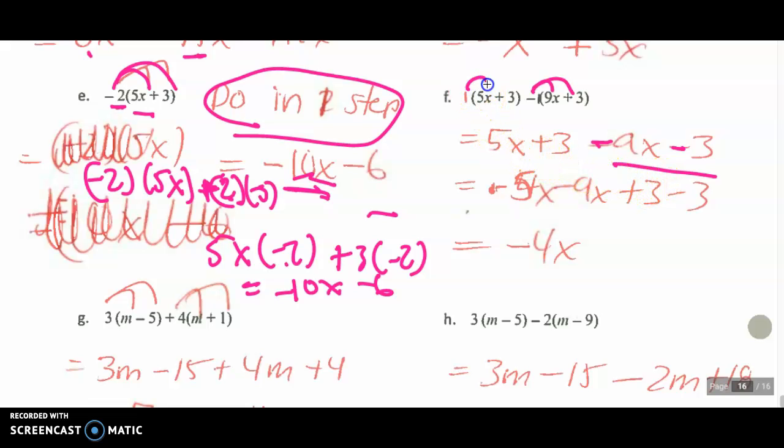So what happens here is you open this up, you get 5x plus 3. Okay, just open it up. There's a 1 in front, so you end up with the same terms here. This is negative 1 times 9x, which gets you negative 9x. Negative 1 times 3 gets you negative 3.